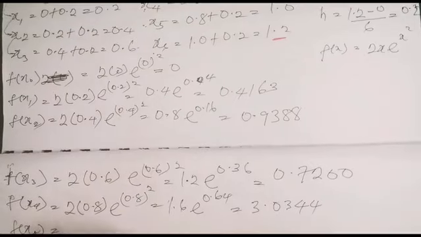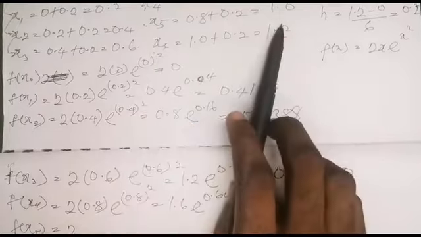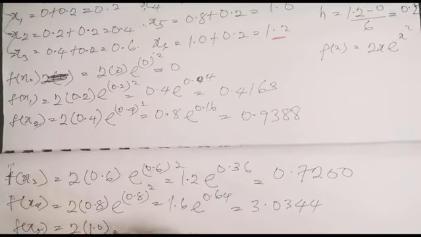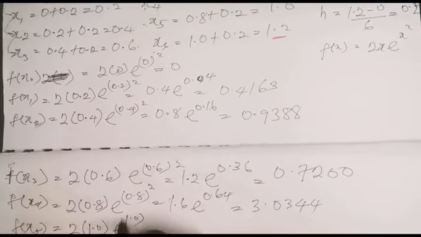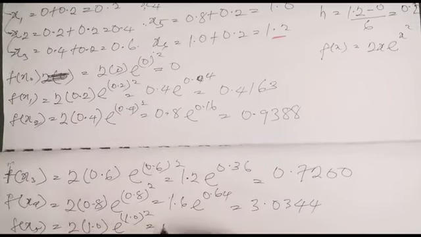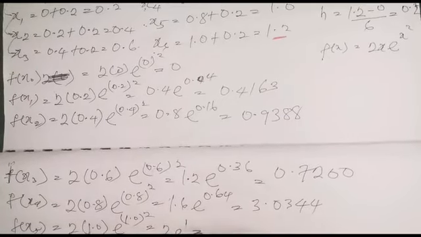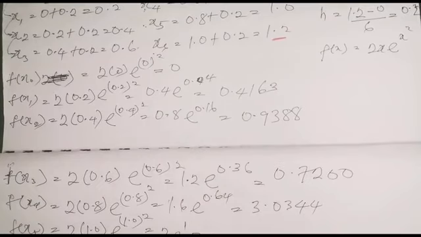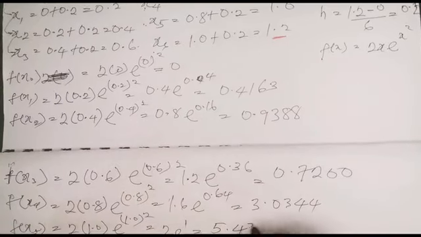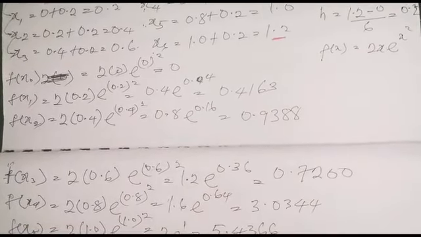Okay. Next we find f of x5. This is going to be once again 2 times x5, and we obtained x5 earlier as 1.0. So you have 2 times 1.0 multiply exponential 1.0 all squared. This is equal to 2 times 1.0 remains 2, exponential 1.0 squared remains 1. So let's find 2 exponential 1. This gives us approximately 5.4366.